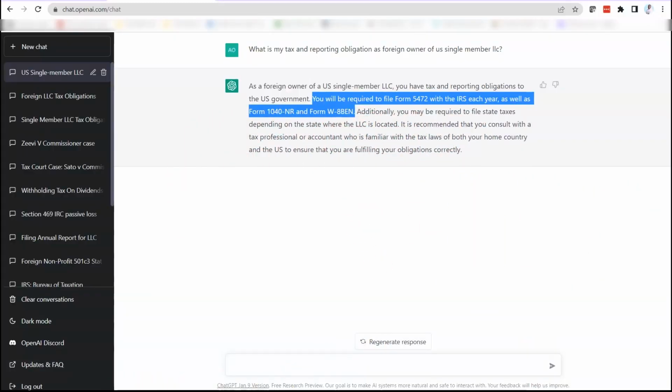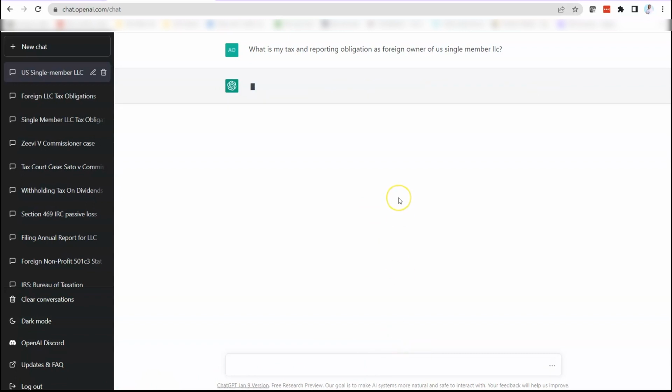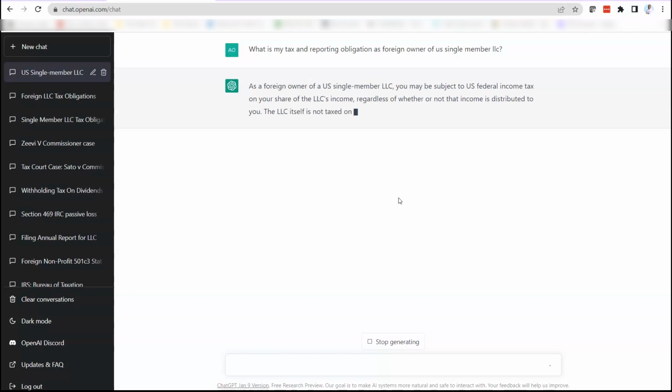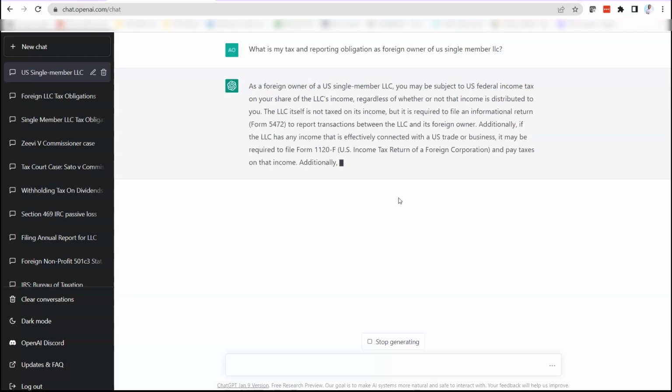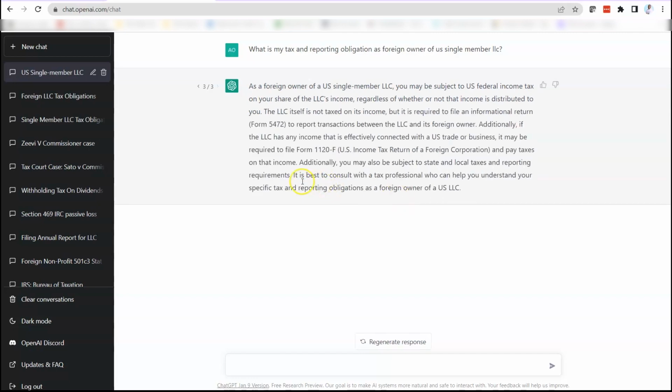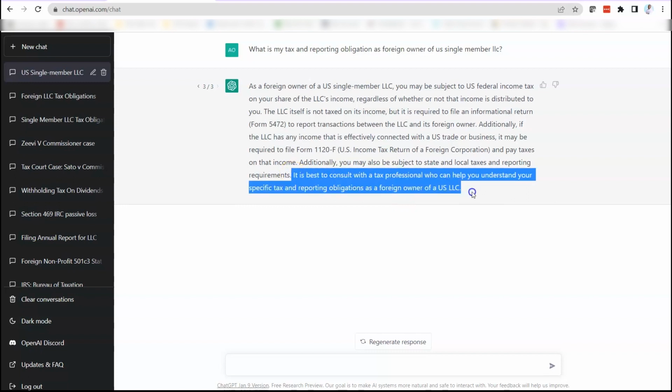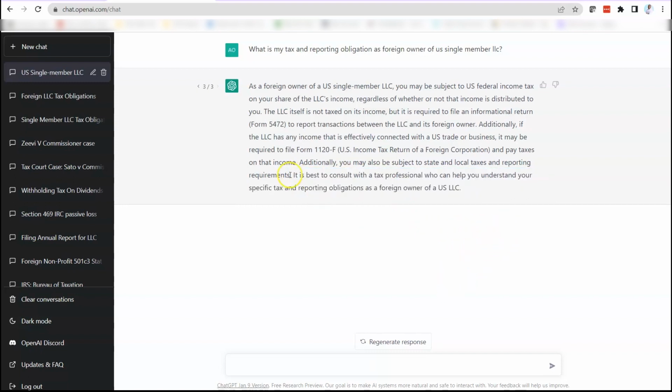Now let's move on to the third response. So I'm going to regenerate a third response. What does it say? Okay, and then it always ends with, it's best to consult tax professionals. So that's good. It's good that it tells you that you have to consult with someone.